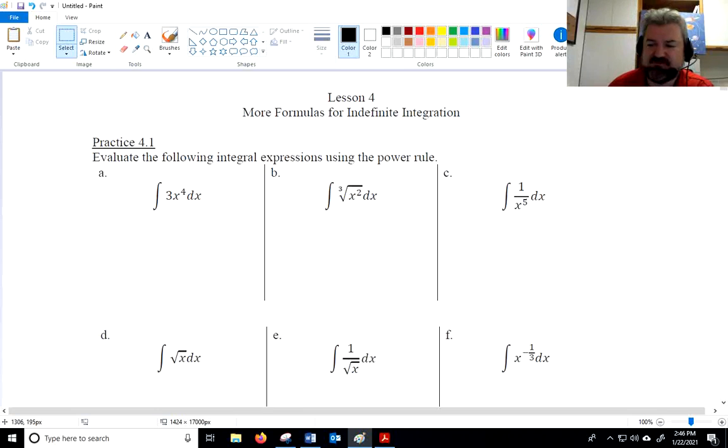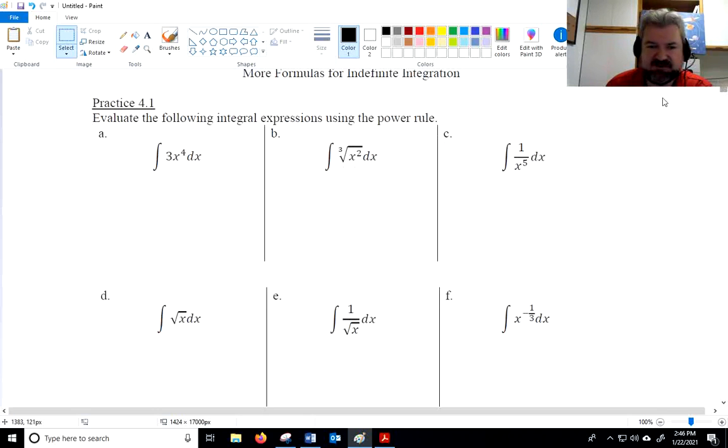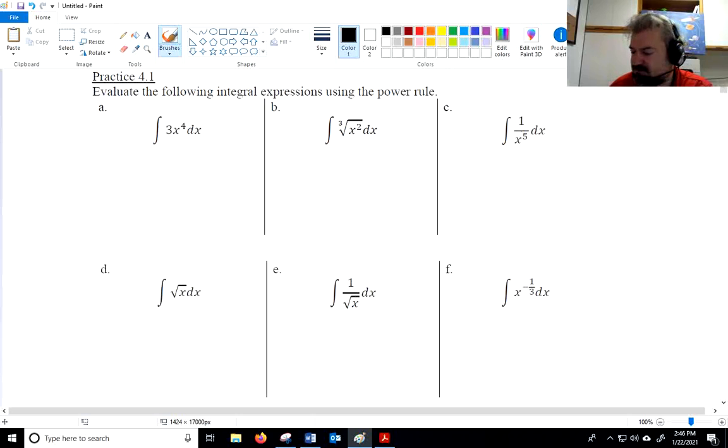Let's start off with just some practice problems. I'd like you to find the indefinite integral of these problems here, and then we'll go over our work. And I think that's x to the negative 1/3. That one looks a little hard to read, but otherwise I think you can do them. Pause the video and give it a try.